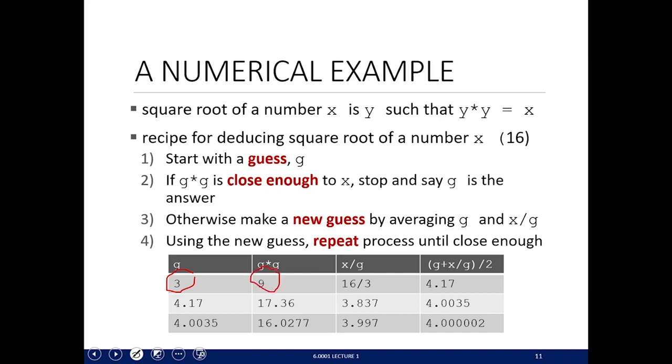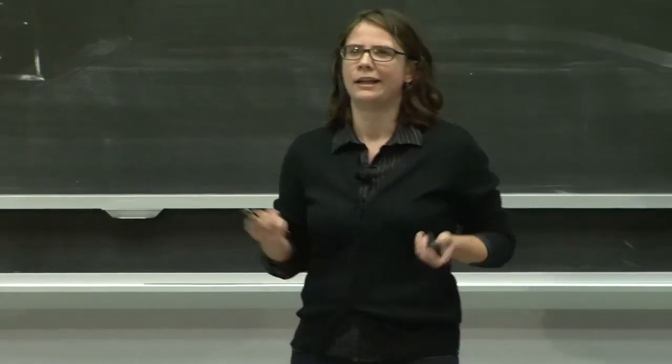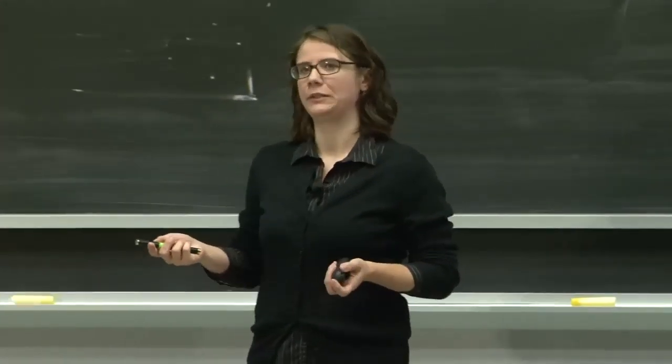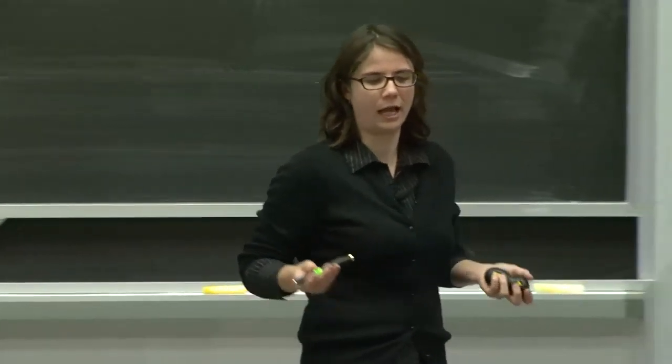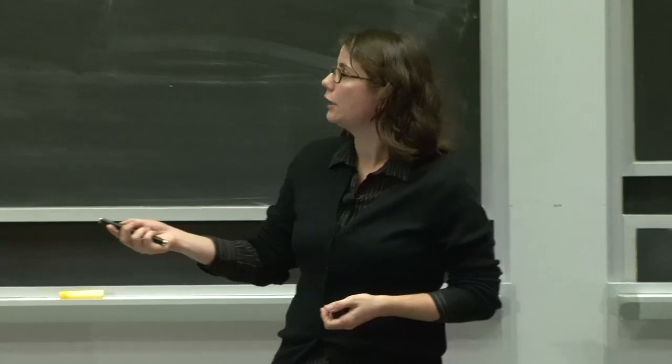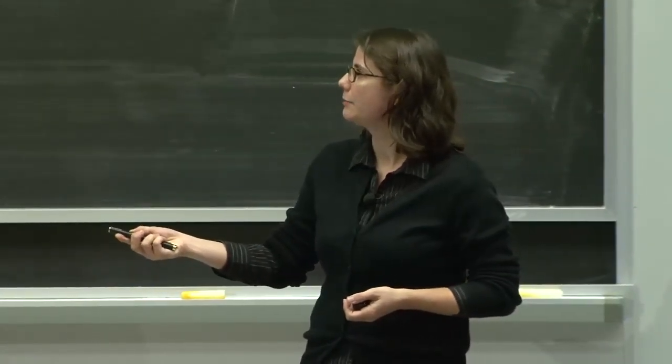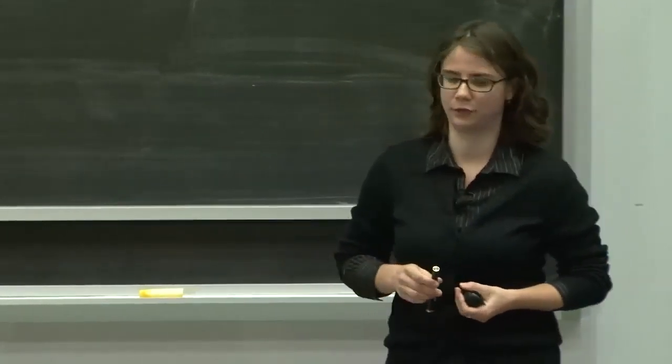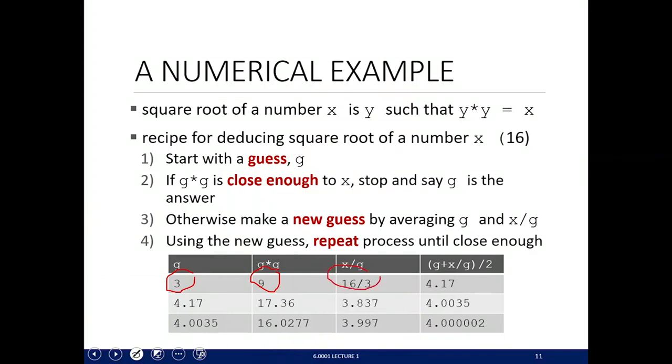And we're going to ask, if g times g is close enough to x, then stop and say g is the answer. I'm not really happy with 9 being really close to 16, right? So I'm not stopping here. I'm going to keep going. If it's not close enough, then I'm going to make a new guess by averaging g and x over g. So that's x over g here, and that's the average over there. And the new average is going to be my new guess.